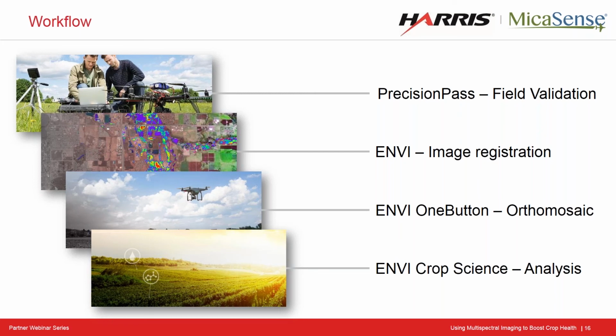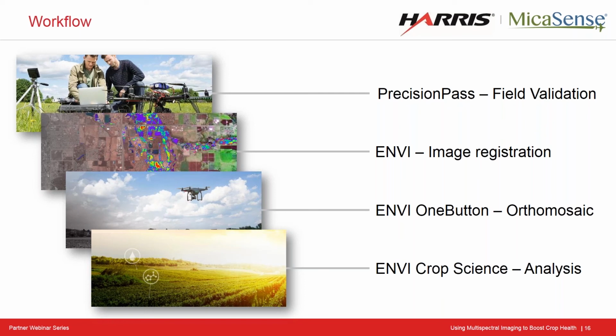So using the MicaSense RedEdge, when you're out in the field, you've just collected your imagery and you want to make sure that it's ready and all valid so that later on you can do your orthomosaicing. Precision Path is a great solution for this. You can then take those results, bring them back to the office, pass them through ENVI, and do image-to-image registration.